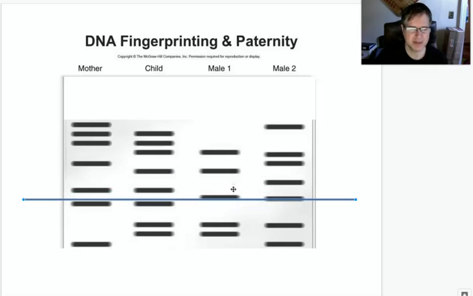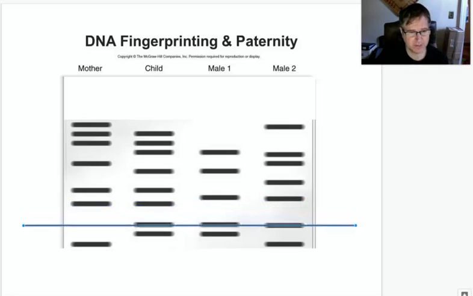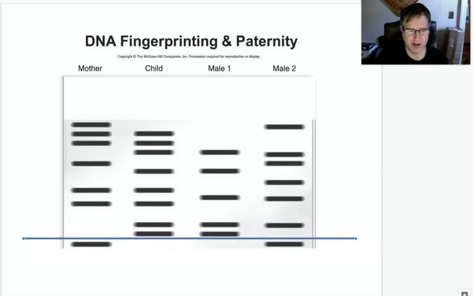Now, does this band, where the child doesn't have it, support or disprove that he's the father? Does it prove that he's not the father? It doesn't, because mom didn't have the band. So you can almost inherit that non-band from one of the parents as well. The child has this band, so the child and mother share it, and that doesn't help us. But we get down to this band, which helps us figure out male number one. Male number one is the likely father.